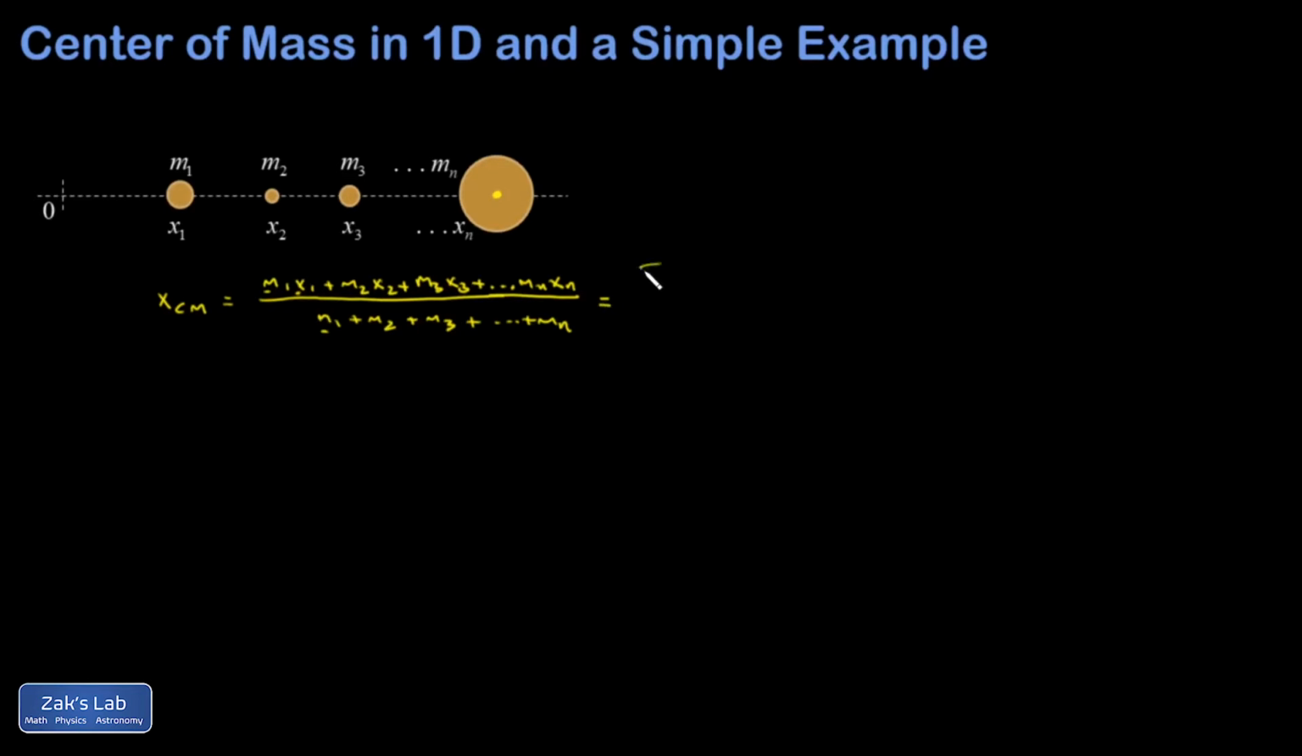This could be written in summation notation as the sum of all the m_i's times x_i's over the sum of all the m_i's, or more commonly as 1 over the total mass times the sum of all the x-coordinates multiplied by the masses sitting at those x-coordinates.